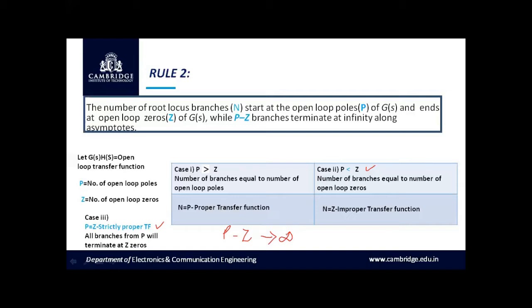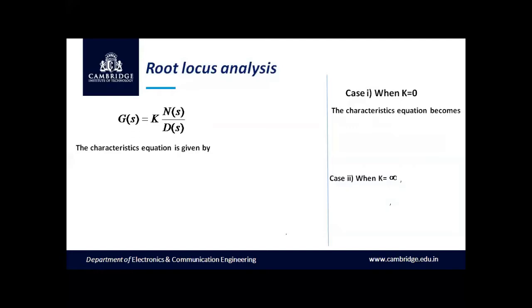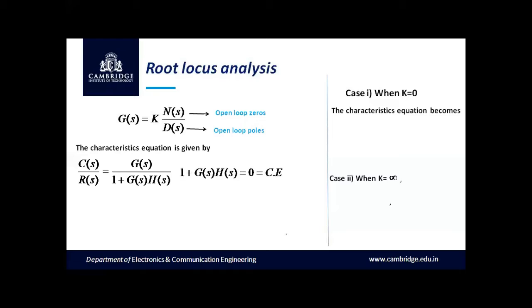Let us prove the statement. The open loop transfer function is given by k into N of s divided by D of s, where N of s represents the open loop zeros and D of s represents the open loop poles, the numerator polynomial and the denominator polynomial. The characteristic equation is given by, from the transfer function C of s divided by R of s equals G of s divided by 1 plus G of s into H of s, from which we can write the characteristic equation as 1 plus G of s into H of s equal to 0.